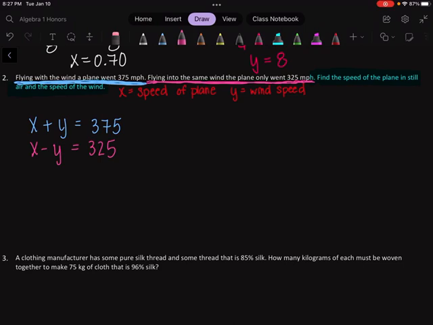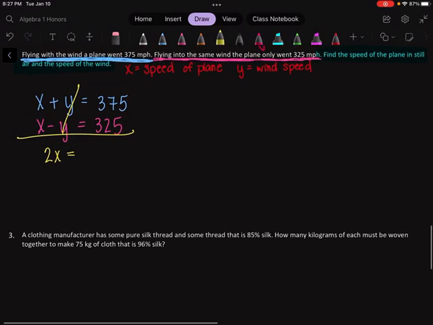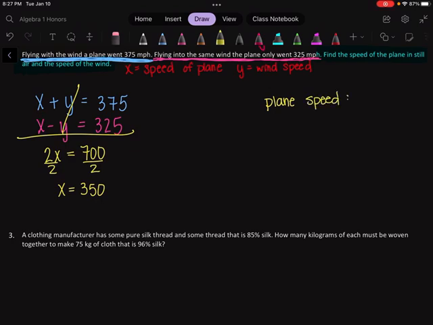Okay, so this one's pretty simple to solve because we already have some opposites. These y's are opposite. So we'll go ahead and add these together. So we'll cancel out the y's. We have 2x is equal to 375 plus 325 would be 700. And then divide by 2. So x is equal to 350. So plane speed is 350 miles per hour.